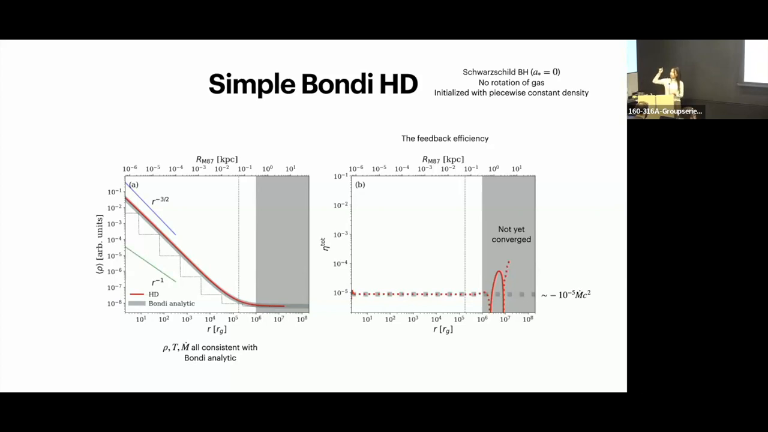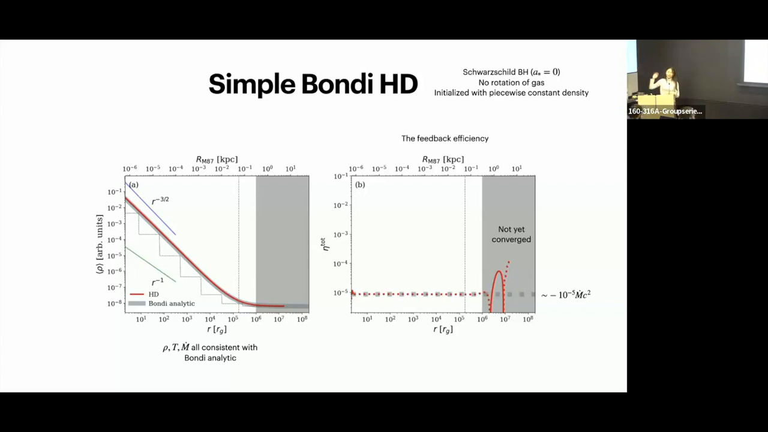And the upper x-axis is showing the radius in physical units. The density is perfectly agreeing with the analytic solution, which is characterized by r to the minus 3/2 inside the Bondi radius.